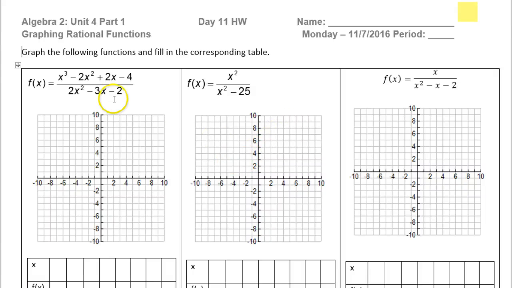Alright, in this video we will graph and analyze this rational function right here. Well, the first thing we need to do is factor the numerator and the denominator. Now, I'm looking at the numerator. It has 4 terms, and it looks like grouping is going to be possible.